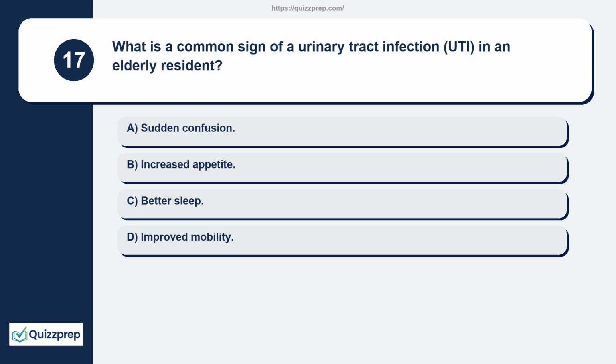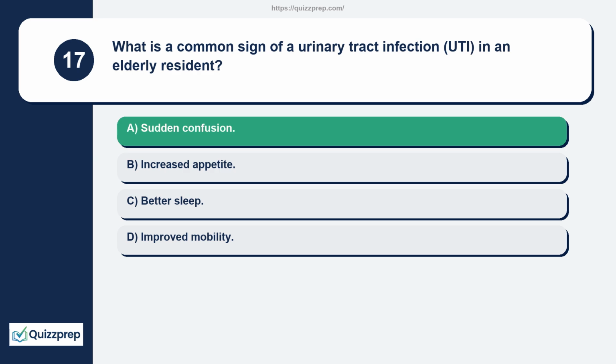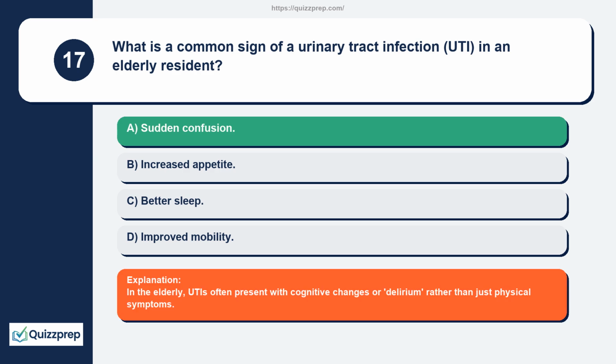Question 17. What is a common sign of a urinary tract infection, UTI, in an elderly resident? Sudden confusion, increased appetite, better sleep, improved mobility. In the elderly, UTI is often present with cognitive changes or delirium rather than just physical symptoms.